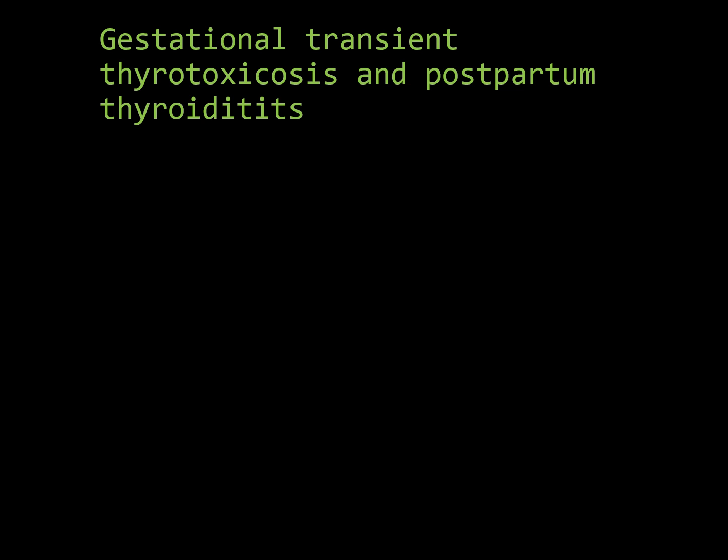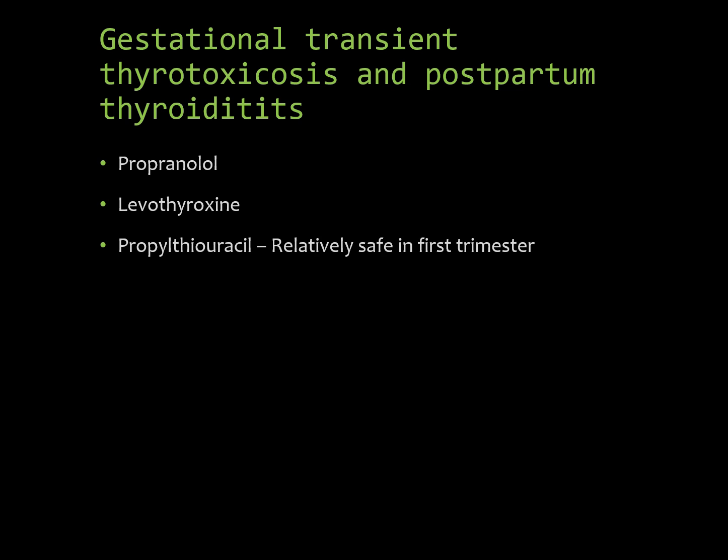And there is gestational transient thyrotoxicosis and postpartum thyroiditis. Propranolol can be safely given, and after the inflammatory episode, there will be thyroxine deficiency, which can be treated with levothyroxine. During a thyroid storm, or during the stages where there is elevated thyroxine, it's better to treat the mother with propylthiouracil, which is relatively safe compared to the other drugs.